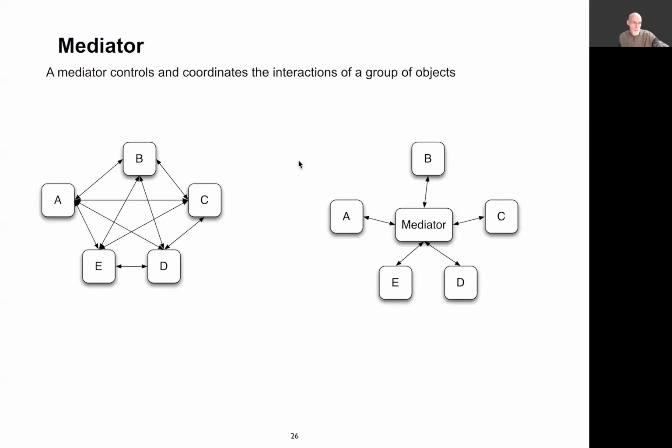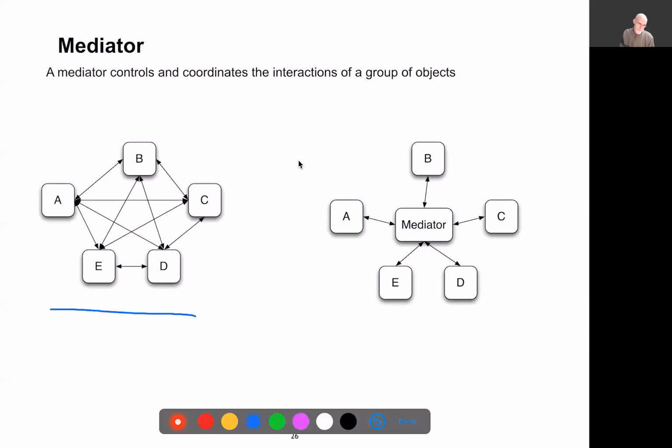So the goal is to control and coordinate interactions between a group of objects. So instead of having, as we do here, a bunch of objects interacting directly, we then have the communication go through a central location, a mediator.